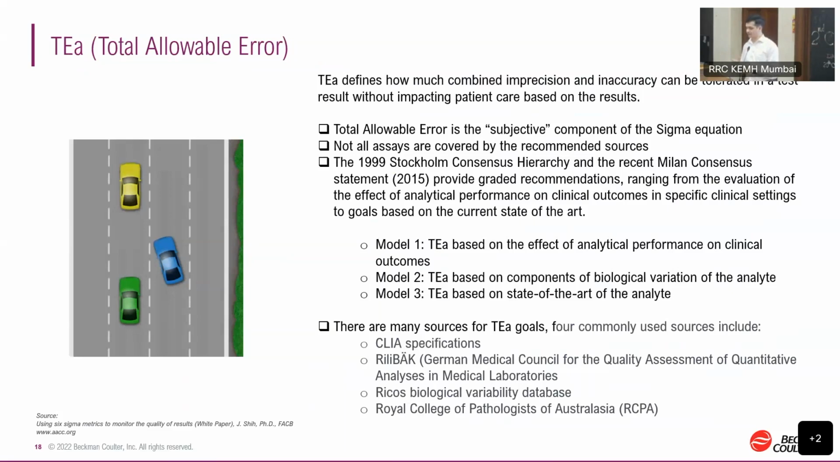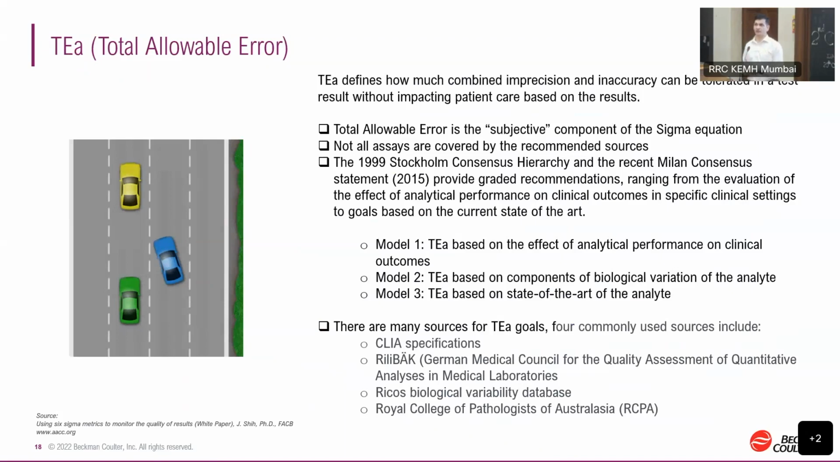It provides a graded recommendation ranging from evaluation of the effect of analytical performance on clinical outcomes, in specified clinical settings, all based on the current state of the art. So there are 3 to 4 guidelines here, and those have incorporated 3 models. Model 1 is where total allowable error is based on the effect of analytical performance on clinical outcome.